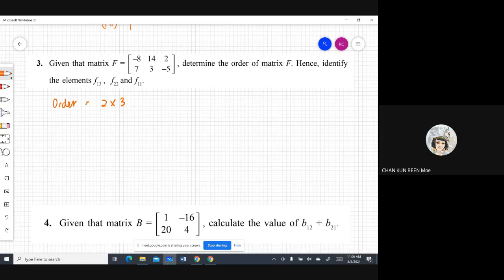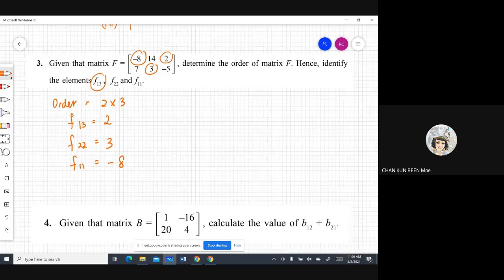Hence, identify the elements of F, 1, 3, meaning the element on the first row and the third column. So first row, third column is 2. F, 1, 3 equal to 2. And then F, 22 is equal to the second row and second column, it is 3. And then for F11, first row, first column, the answer is -8.